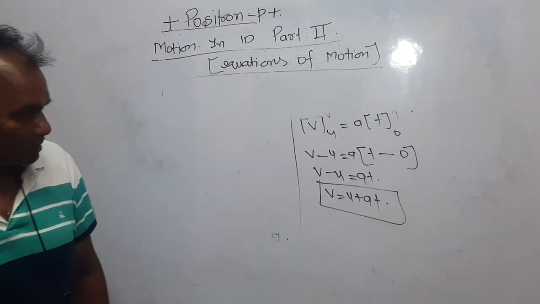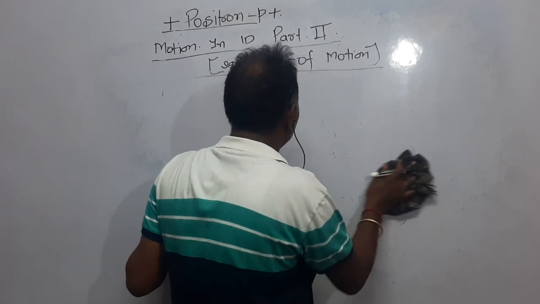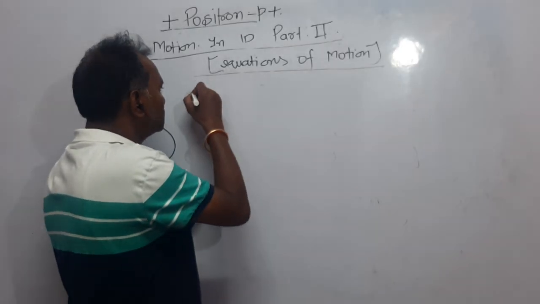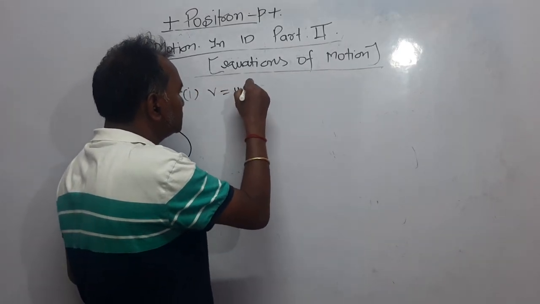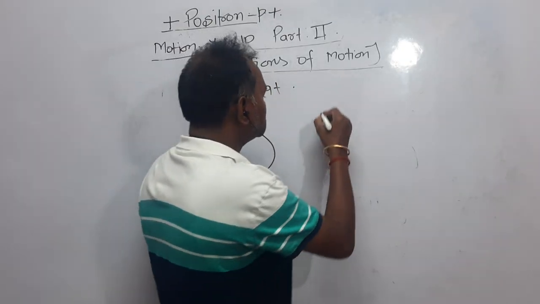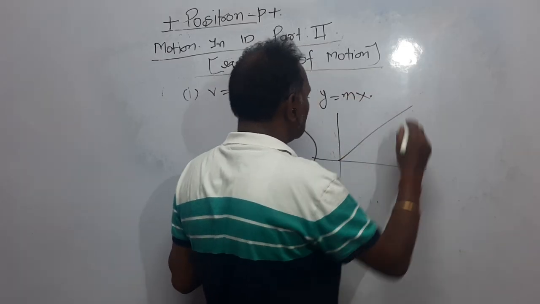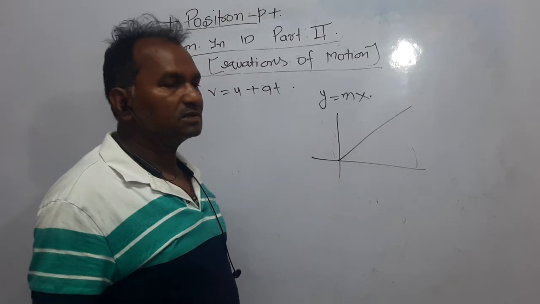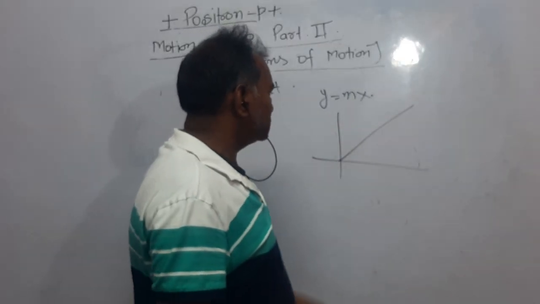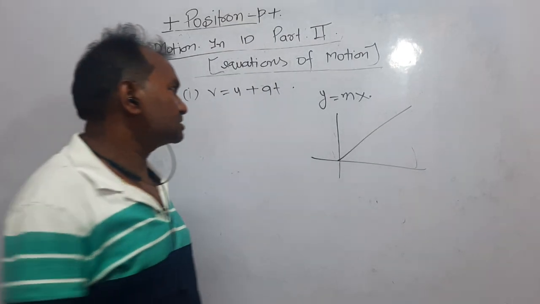I'm going to just plot these equations. How can you plot the first equation of motion, v = u + at? If you are given y = mx, then it passes through the origin. Dear students, I am discussing a very simple method with you all.